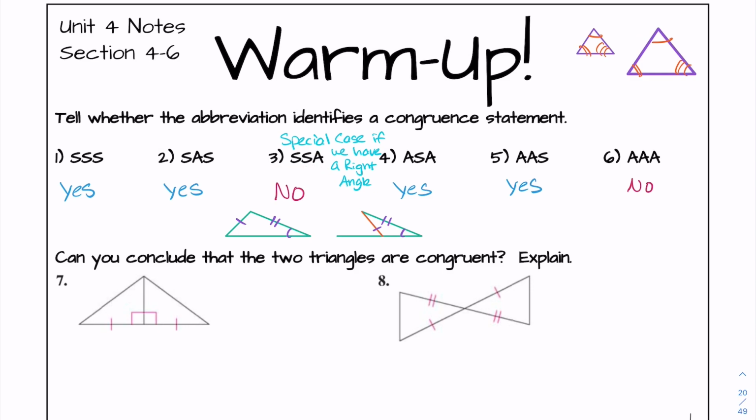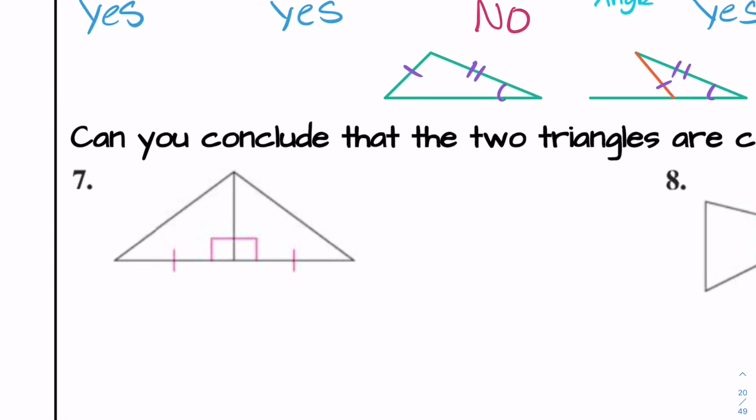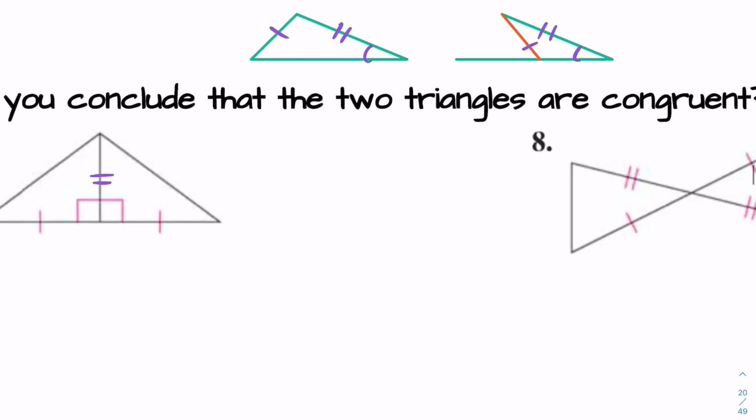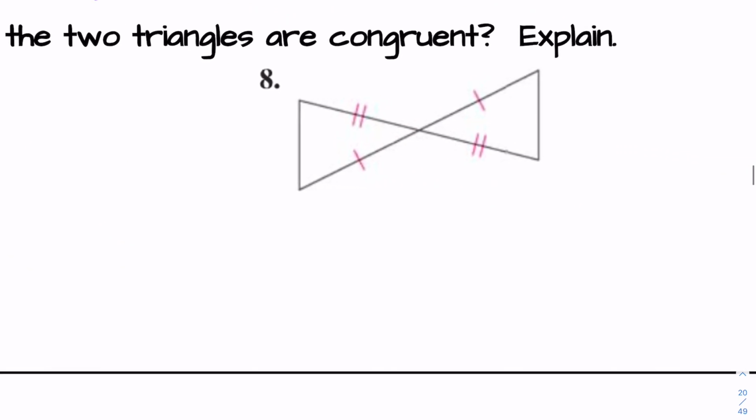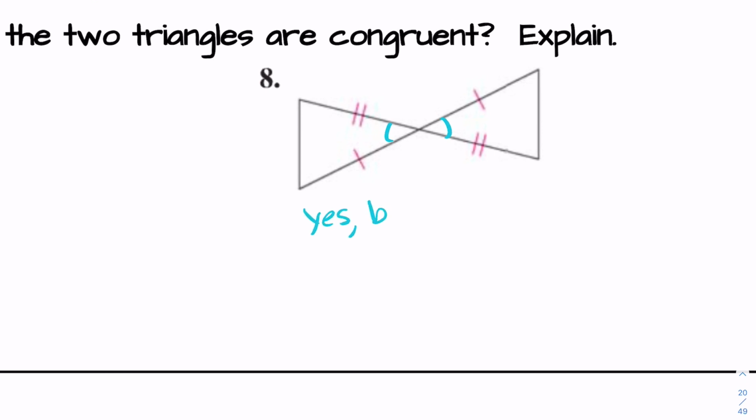We don't call it side-side-angle. We'll get to it. So let's take a look at this one. Here we have a shared side. So can we conclude that the two triangles are congruent? Yes, by side, angle, side. Okay, here's your side, angle, side. Here's your side, angle, side. This one, we have vertical angles right here, and this is yes by side, angle, side as well.